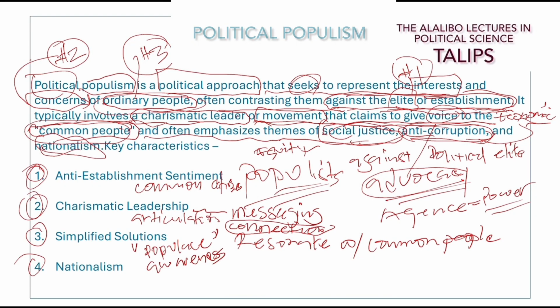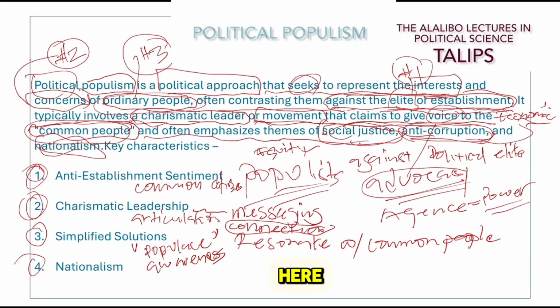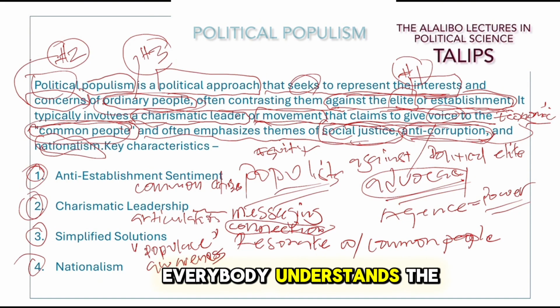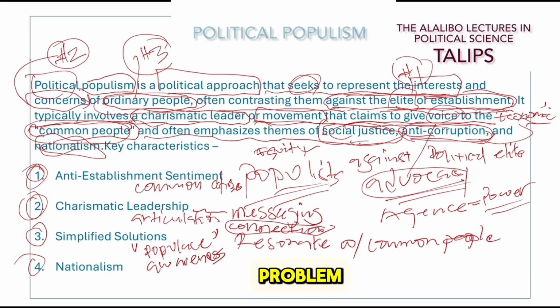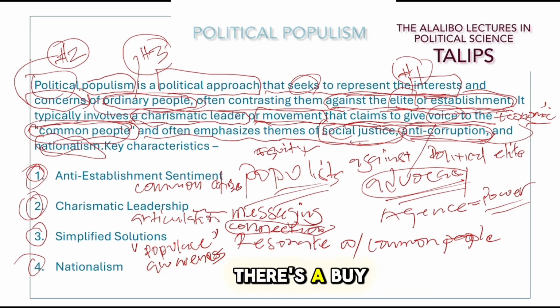Simplified solutions, making sure that everybody understands what is at stake here, making sure that everybody understands the solution to the problem, and there's no confusion, there's awareness, there's understanding, there's a buy-in. And when you get those things in place, especially the buy-in, you get people as part of the movement. You have populists that go out there and advocate for their interests.